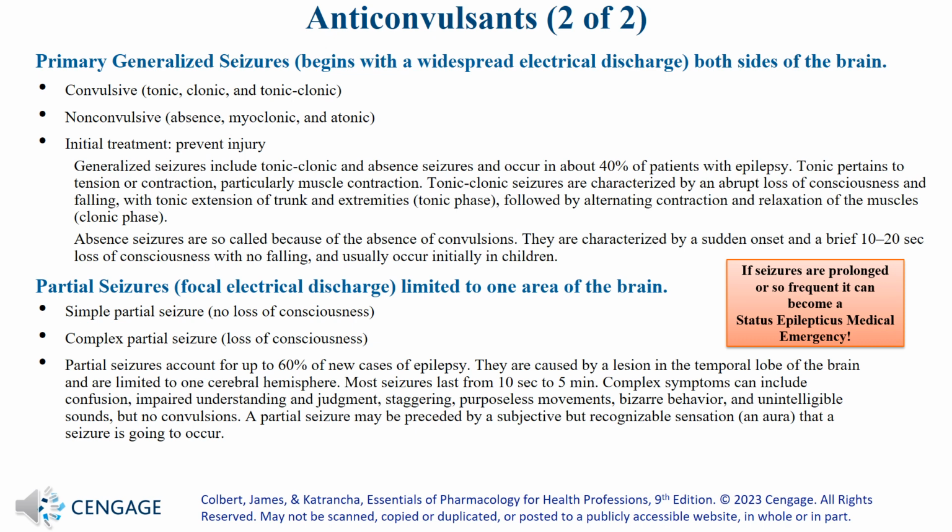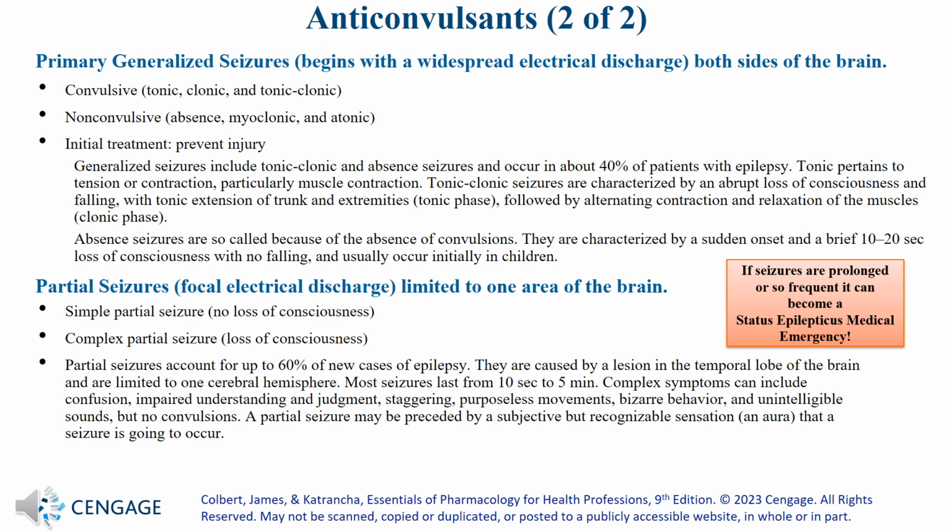Tonic-clonic seizures are characterized by an abrupt loss of consciousness and falling, with tonic extension of trunk and extremities, the tonic phase, followed by alternating contraction and relaxation of the muscles, which is the clonic phase. Absent seizures are so called because of the absence of convulsions. They are characterized by a sudden onset and a brief 10 to 20 second loss of consciousness, with no falling, and usually only occur in children.